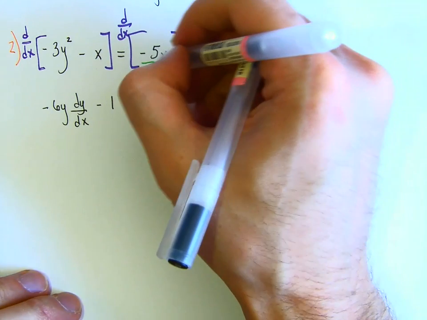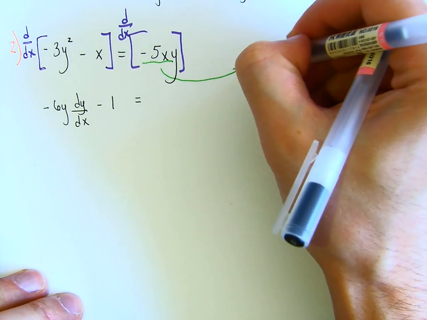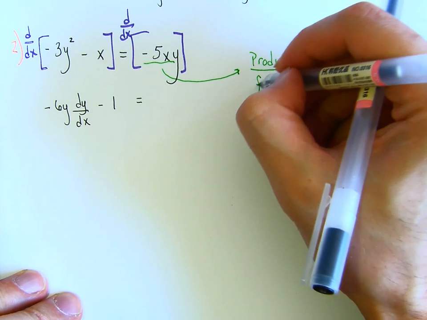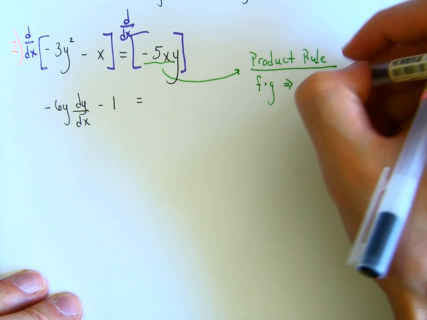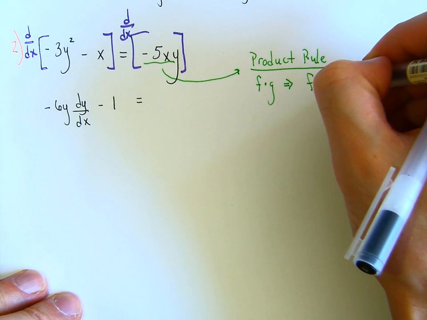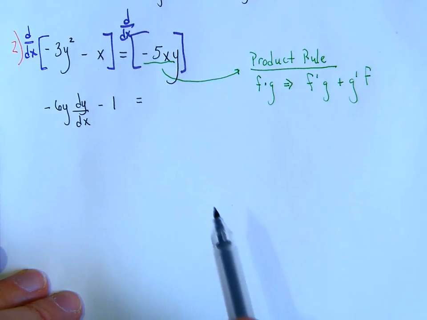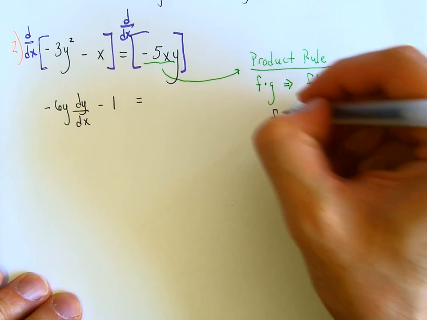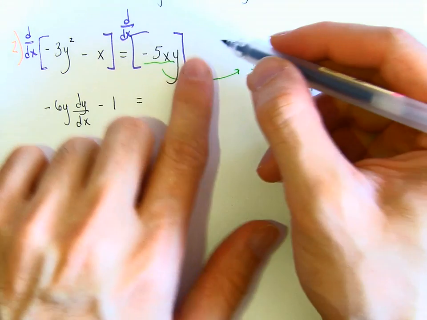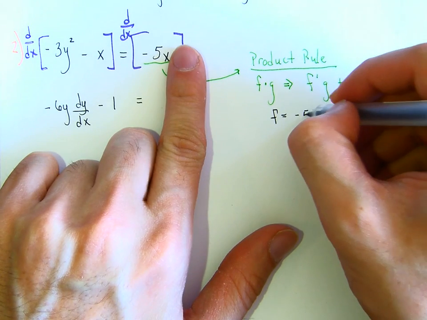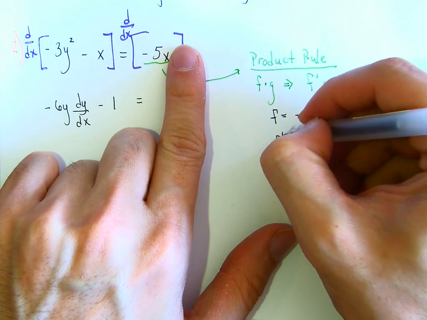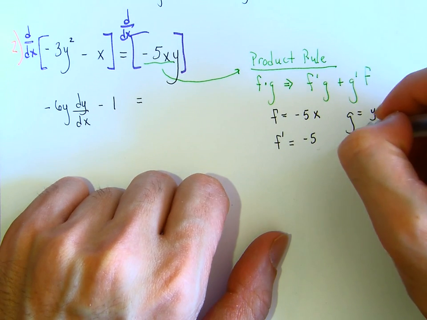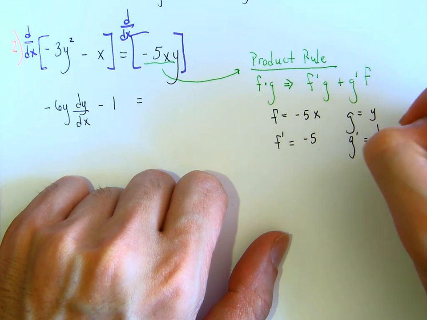We need to do a product rule for this. So product rule. And what is our product rule? Some f times g is equal to f prime g plus g prime f. Okay, so what is our f? What is our g? Our f is -5x. Our f prime will be -5. Our g is y. Our g prime is dy dx.